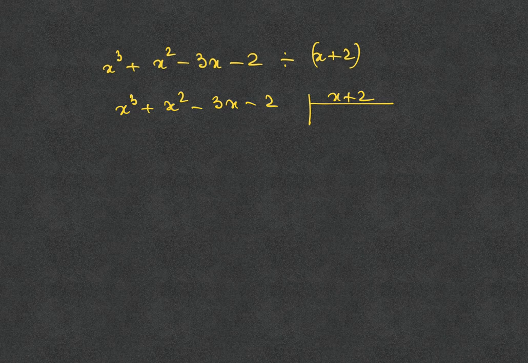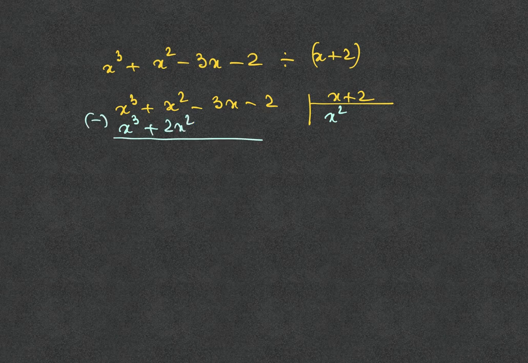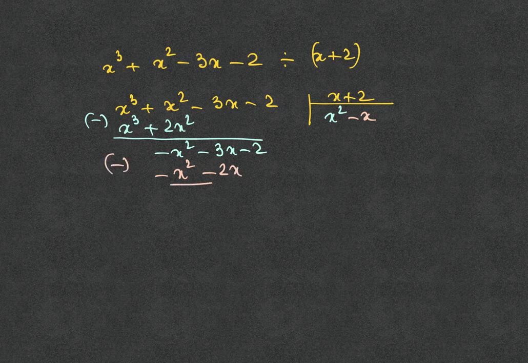Okay, let's try now this the classical way. x cubed divided by x gives me x squared. So when I multiply, I get x cubed plus 2x squared. I subtract and I get minus x squared minus 3x minus 2. Now minus x squared divided by x gives me minus x. I multiply and I get minus x squared minus 2x. I subtract and I get minus x minus 2, which gives me negative 1. So minus x minus 2, I subtract and I get 0. So the quotient is x squared minus x minus 1, and the remainder is 0.